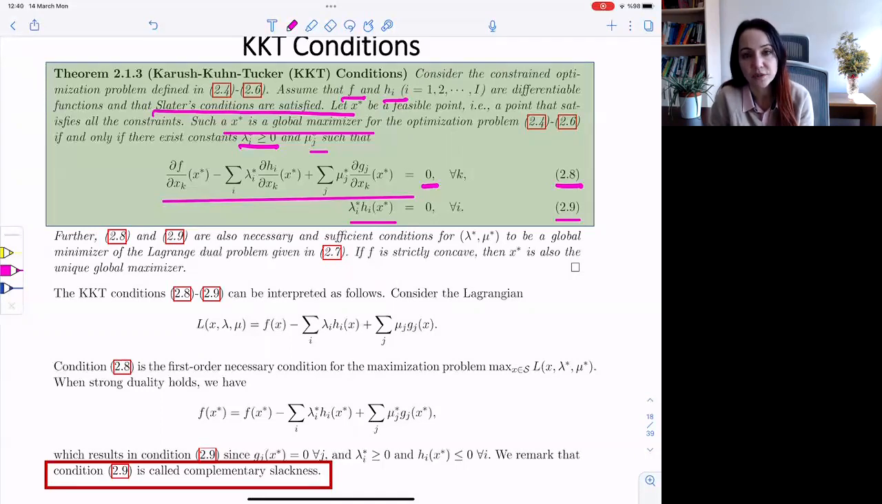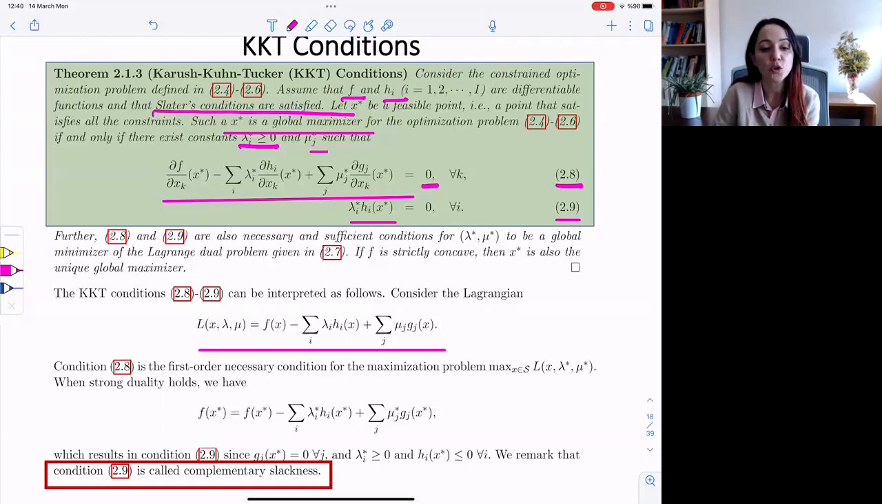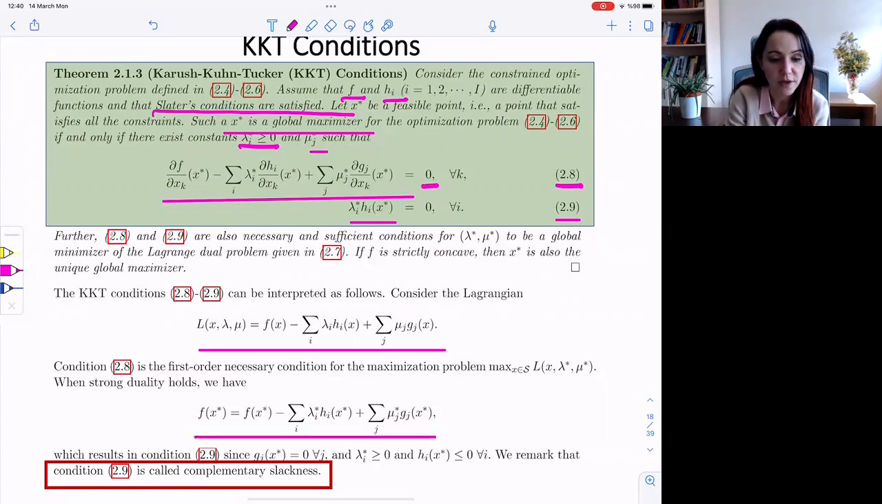Now, what is the interpretation for the KKT conditions? Well, if you consider the Lagrangian here, condition 2.8 is the first order necessary condition for the problem of the maximization over S of the Lagrangian. When strong duality holds, if that condition is satisfied, we arrive at this, which results in condition 2.9. Okay, 2.9 is also called complementary slackness.